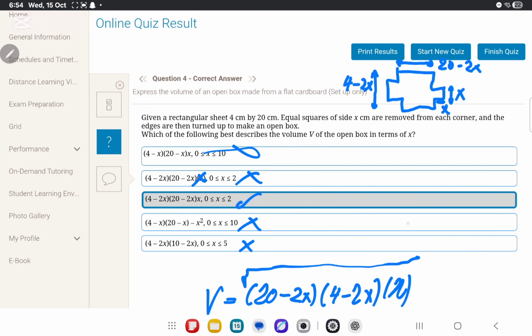How do you find the interval? Because here they gave you the interval for a reason. So, we're gonna say our lengths cannot be 0. You can't have a negative distance. So our length is gonna be greater than 0.